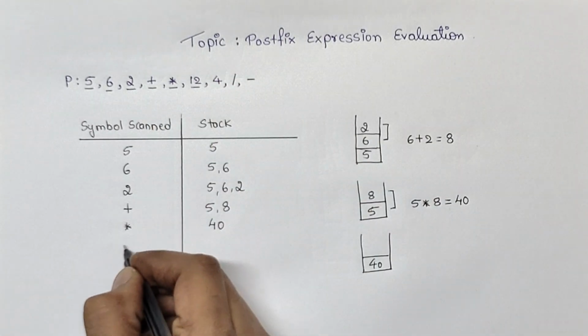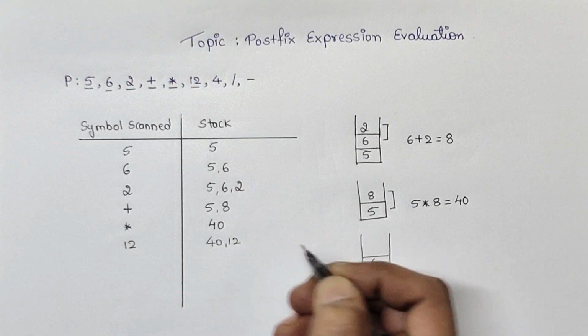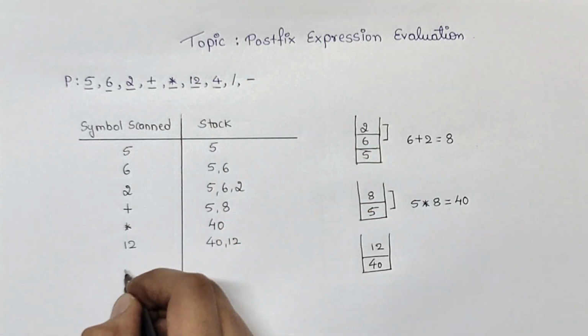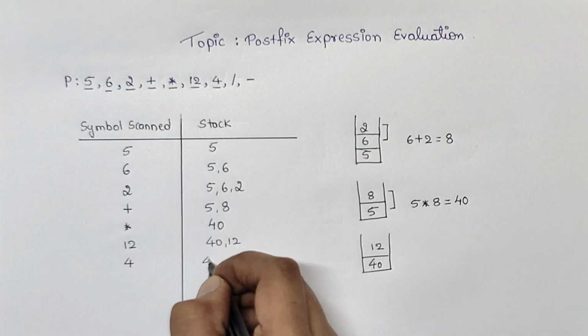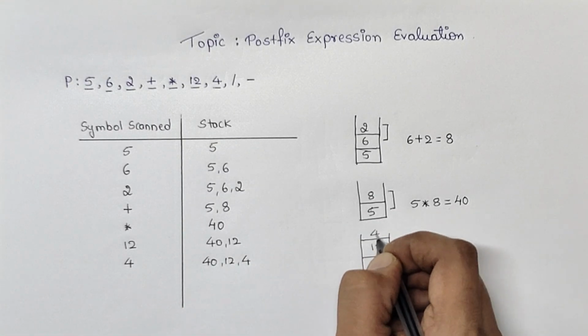Next is 12. So 12 is an operand. So just push it into the stack. 40 was already there. Now we have inserted 12. Next is 4. So 4 is also an operand. Just push it into the stack. So 4 will be written here.